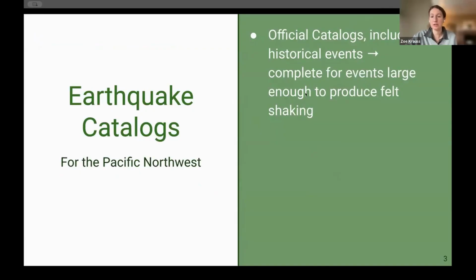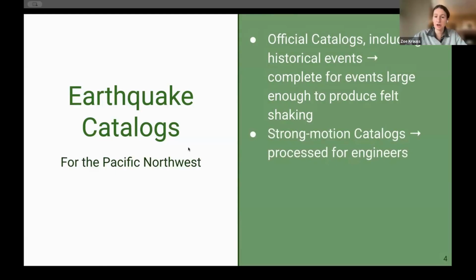just the official catalogs. These include historical events, and they are generally complete for events large enough to produce felt shaking, easily complete to about magnitude 2.5 or so. They're also more homogeneous across networks, across data quality, and they also just have the best APIs. They're the easiest to use, easiest to access. In general, we have lots of small earthquakes in the Pacific Northwest, but this talk is just trying to focus on the larger earthquakes that are more relevant to ground motion modeling.